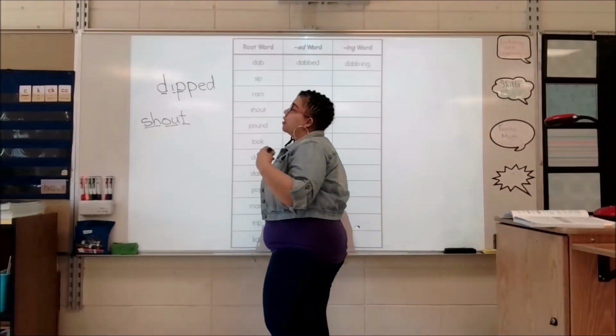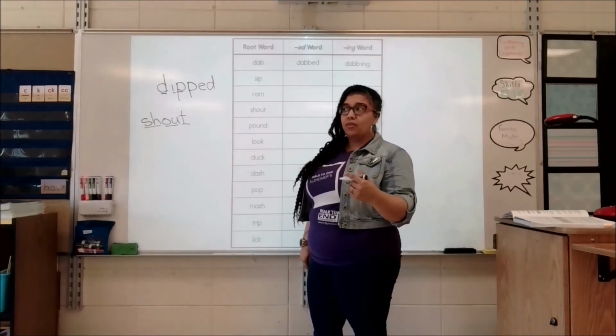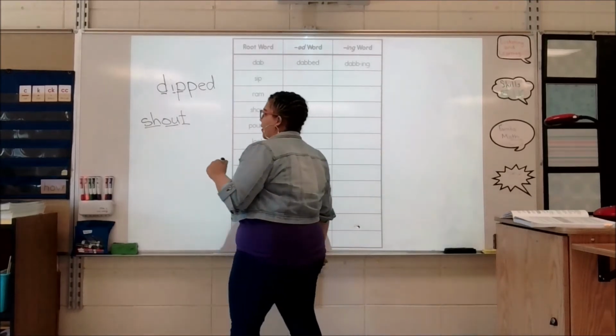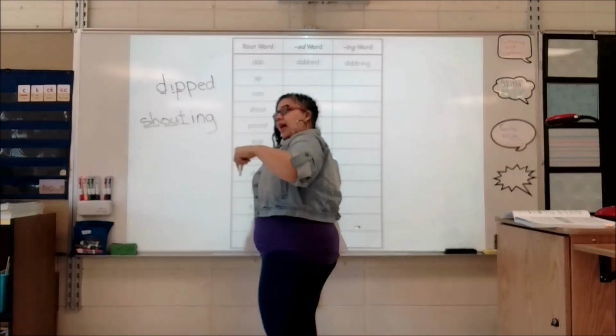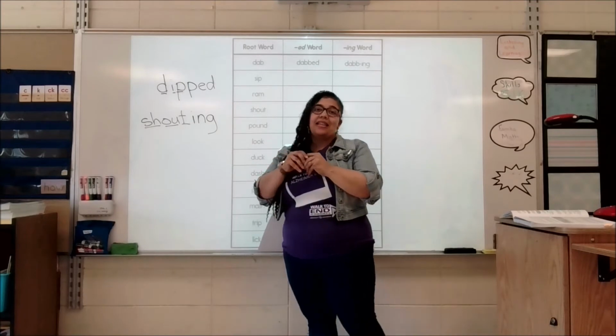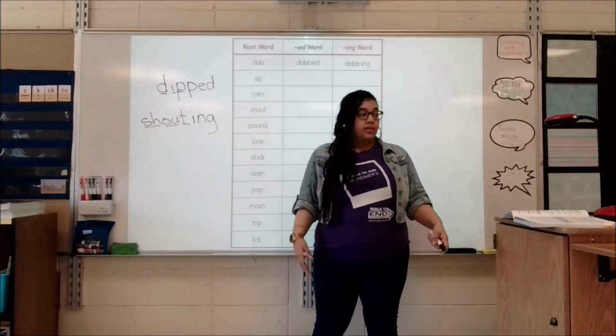So if I want to say that I already shouted, or better, let's do shouting. Those kids were shouting on the playground. So what? You didn't hear it, I did. So when I want to make the shouting happen now, I just need to add the ing, because this is not a short vowel sound.